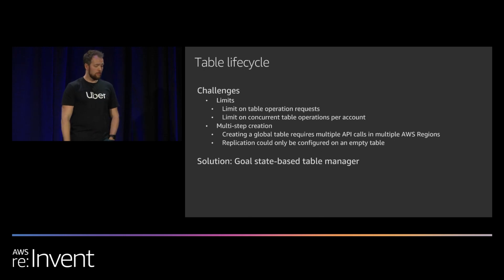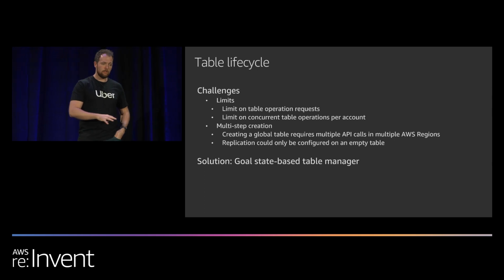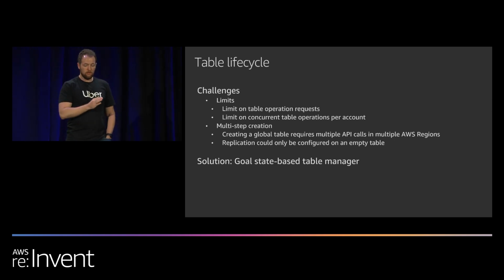So the solution we opted for here was a goal state-based table manager. We have one table manager that takes the input from all the different stakeholders and continuously sits around and makes sure all the tables are in the right state. It does this by looking at the different tables, and spreading out the limited number of requests you have around these different tables. So all of them are making progress, and in the end, it converges against what we actually want.